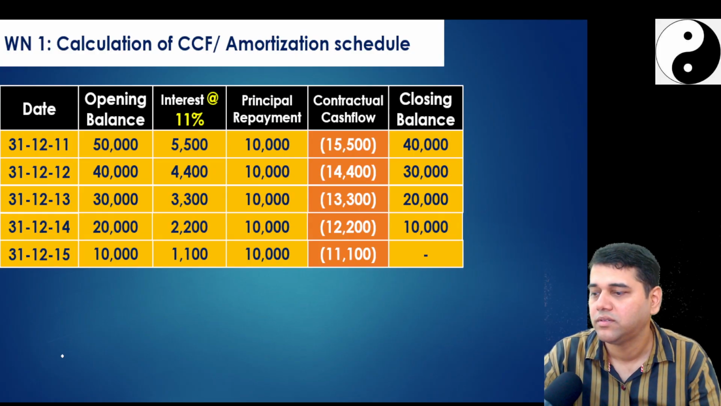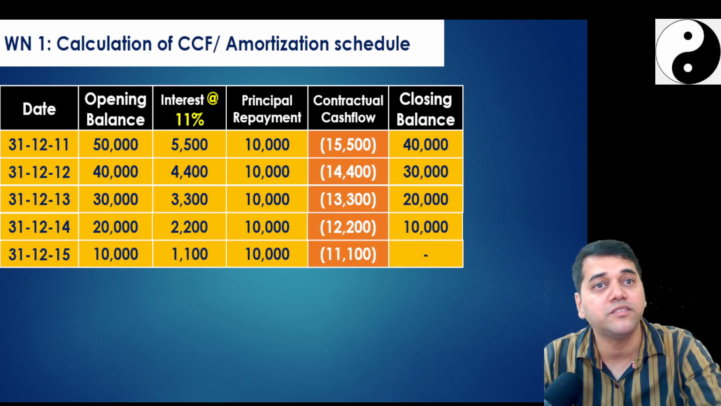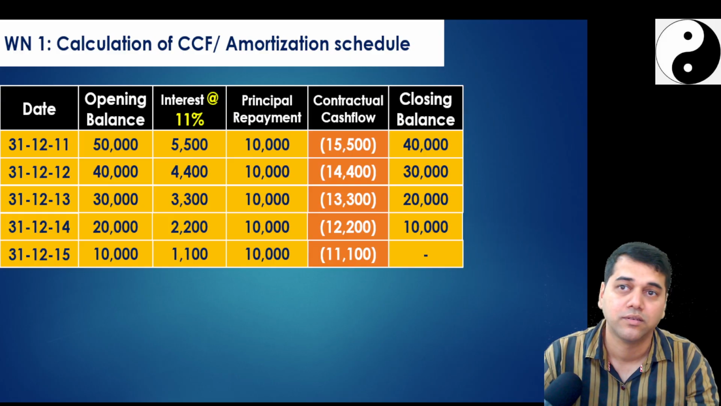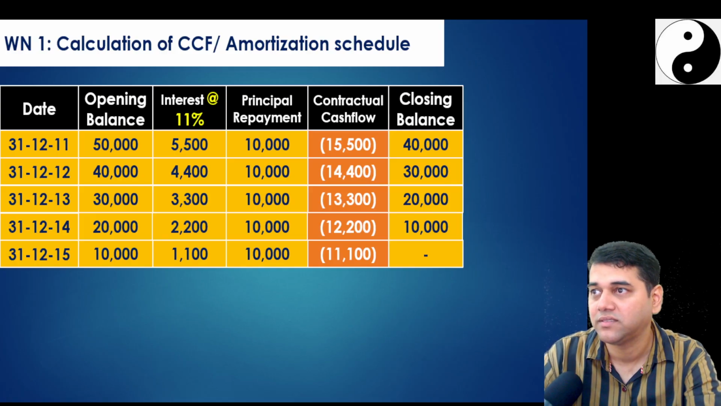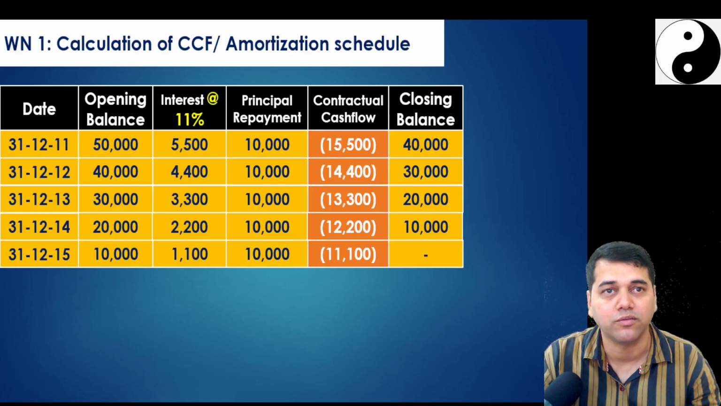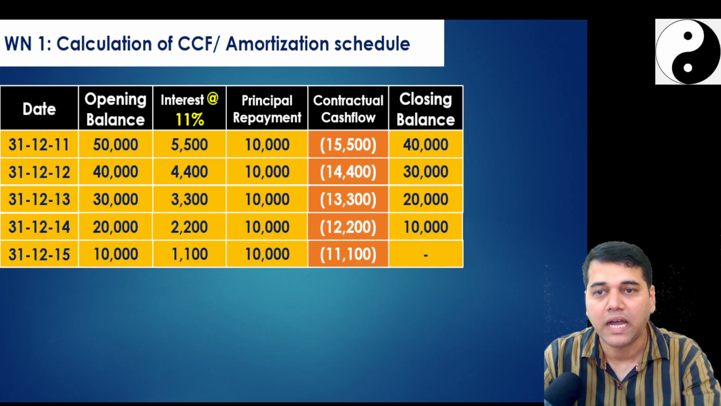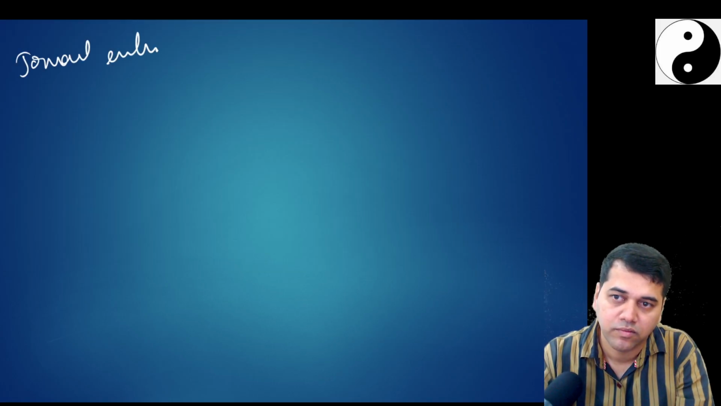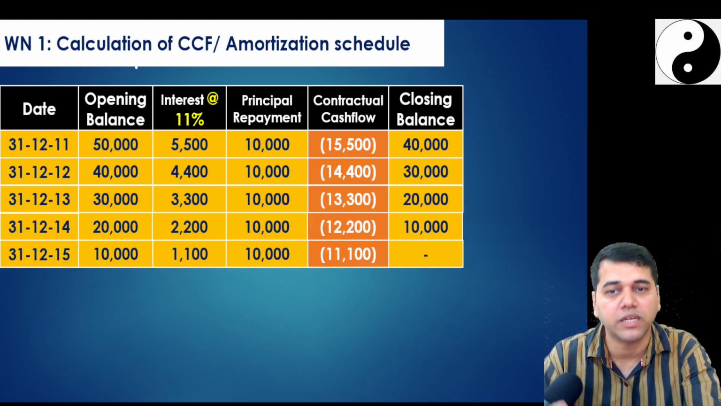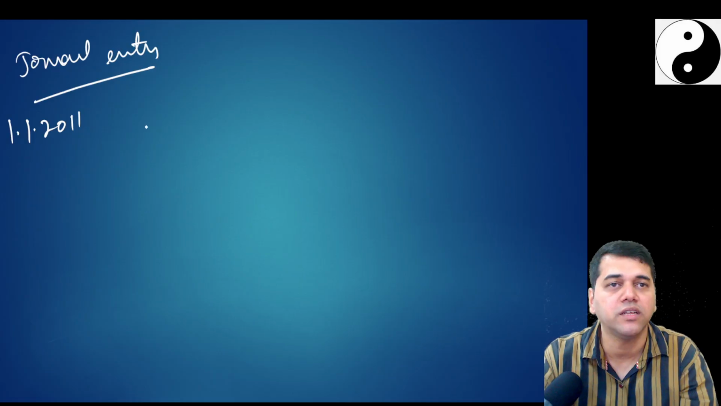Followed? They asked me for journal entries on 31st December or up to 31st December? Up to, no. The purpose of preparing this is to pass those journal entries now. Why on earth would I otherwise require this amortization schedule? So I will go and pass the journal entries. Next step. Yes, students, you can pause the video and complete this amortization schedule. On 1st January 2011, what is my journal entry?